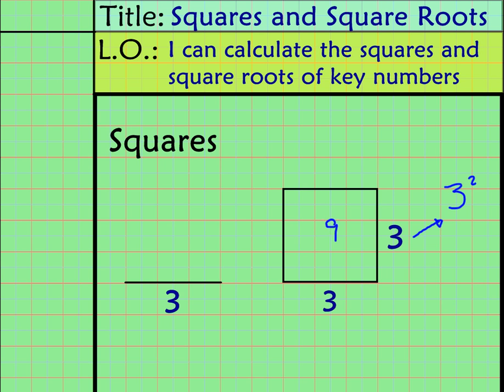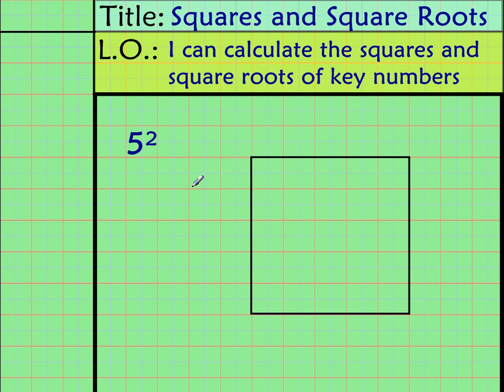Similarly, here is 5 squared. Here's the number 5 along the bottom. When I turn it into 5 squared, as in a square with 5 on each side, what am I going to get in the middle here? Good, correct. I'm getting 25. Count them out: 5, 10, 15, 20, 25. So 5 squared is equal to 25.